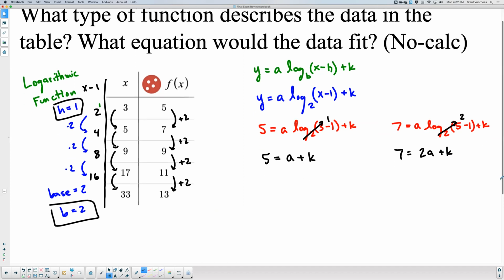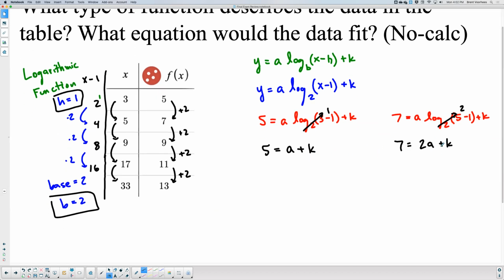Now again, what I'm going to do is solve these two equations together. I want to eliminate the k, which means I'll just subtract this equation. So I'm going to take this equation and subtract it. So I'm subtracting 5 equals a plus k. And so 7 minus 5 is 2. 2a minus a is a. The k's just go away. We now know a is 2. We're getting really close to being able to solve.